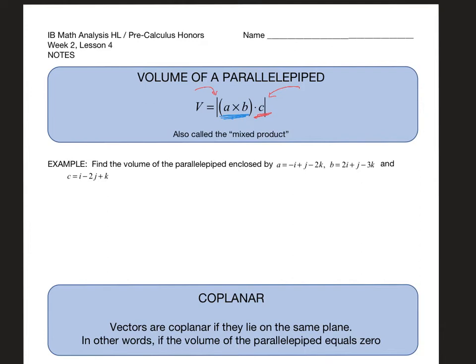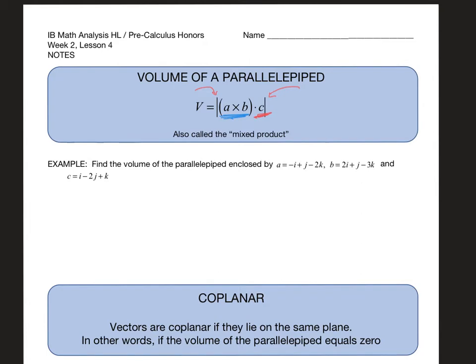Now, something again to recognize, the stuff that's underlined in blue results in a vector. Once you have that vector and you do the dot product with part C, you end up with a number, right? Cross product results in a vector, but the dot product results in a number. All right, so let's jump right on in.